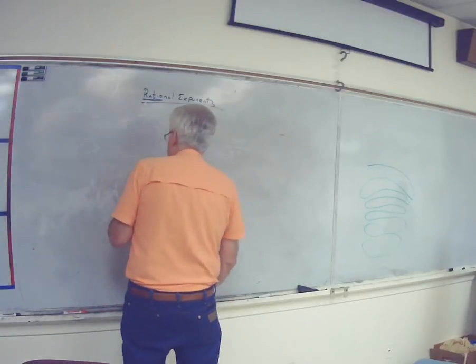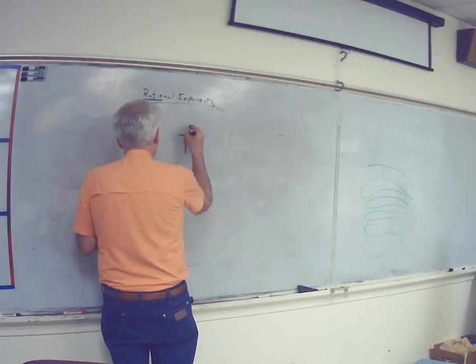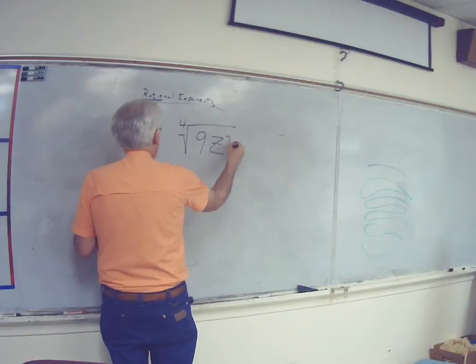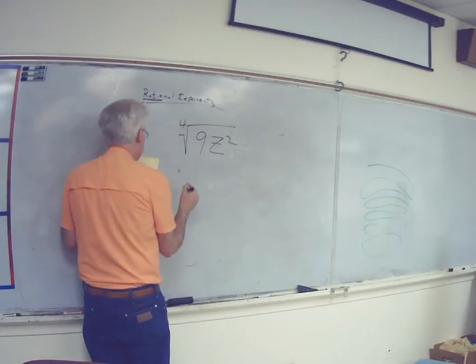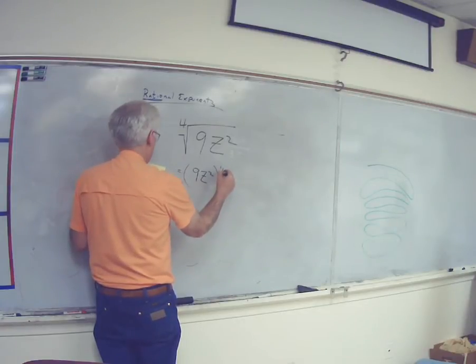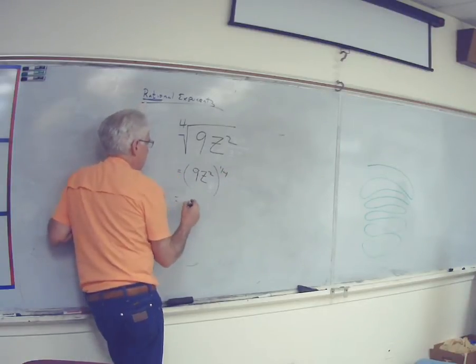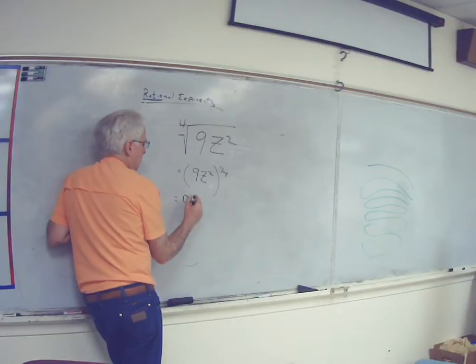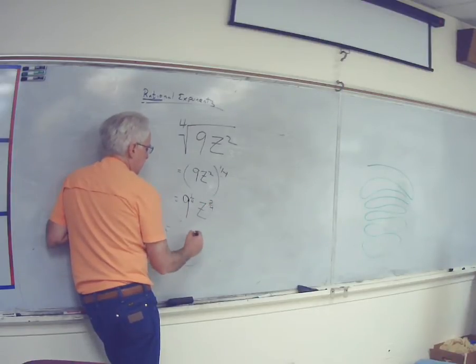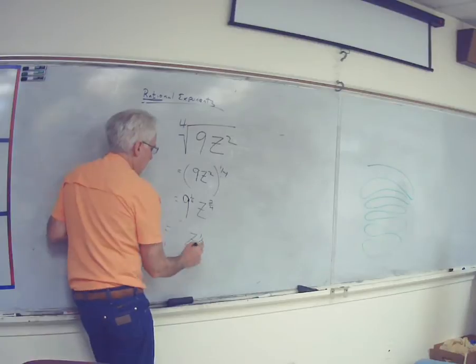Let's try to reduce this: the fourth root of 9z squared. How would I rewrite this in exponential form? 9z squared raised to the 1/4. This would be 9 raised to the 1/4 times z raised to 2 over 4. So the z is going to be z to the 1/2, right?